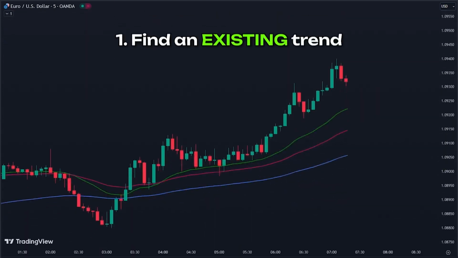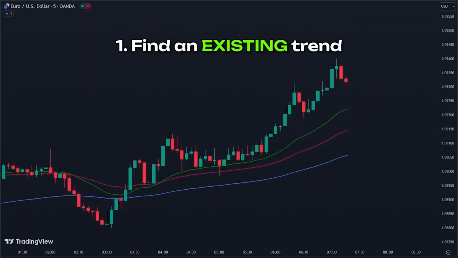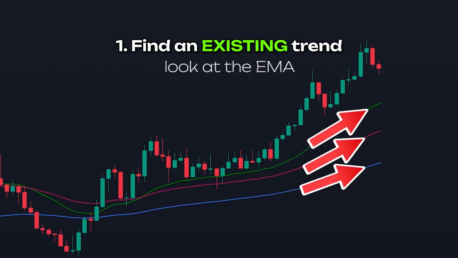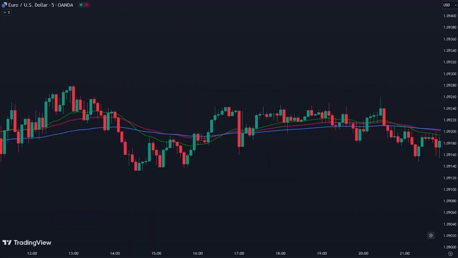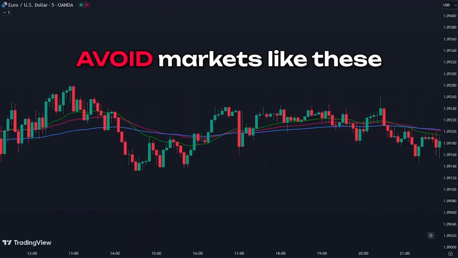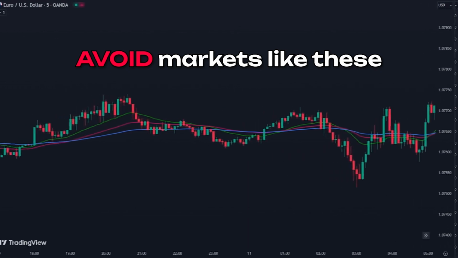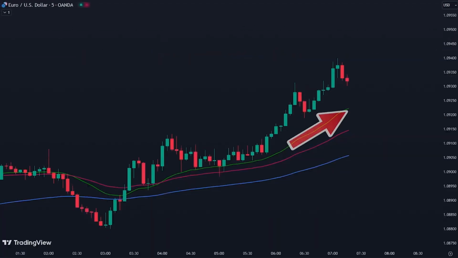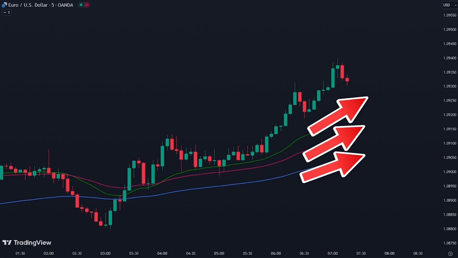The first step involves identifying an existing trend by examining the EMA. All three lines should align in the same direction and maintain some separation as demonstrated here. It's important to avoid ranging markets where the EMA moves sideways, and also markets with lines crossing each other. The goal is to ensure consistency with all three indicators pointing in the same direction.